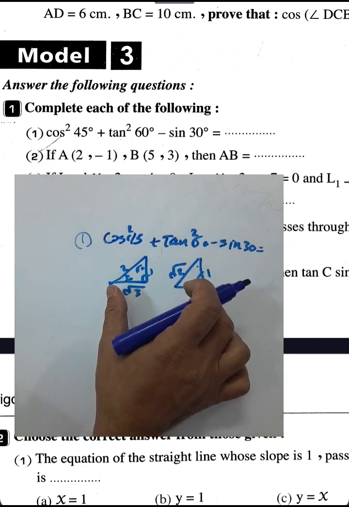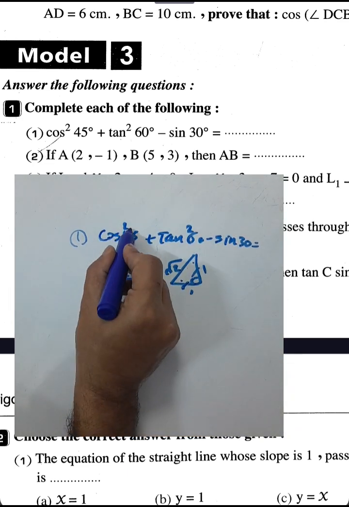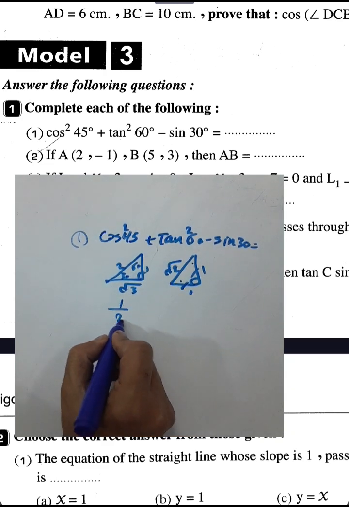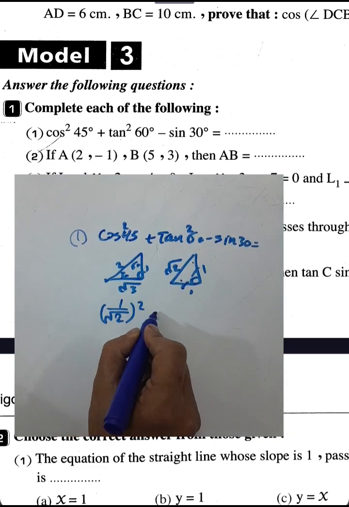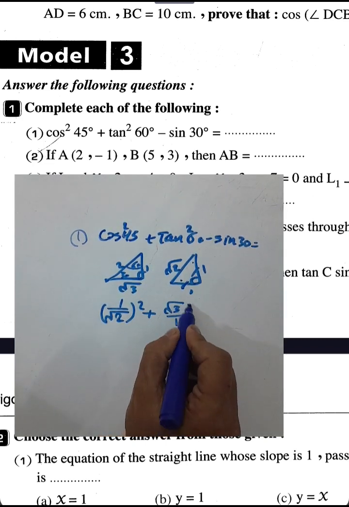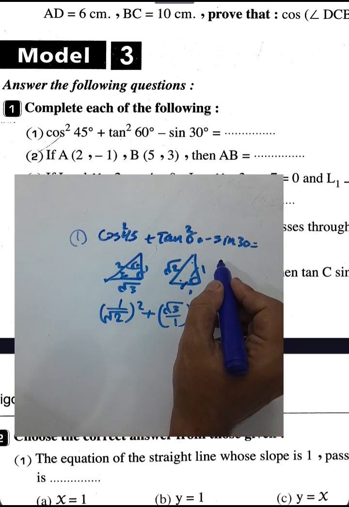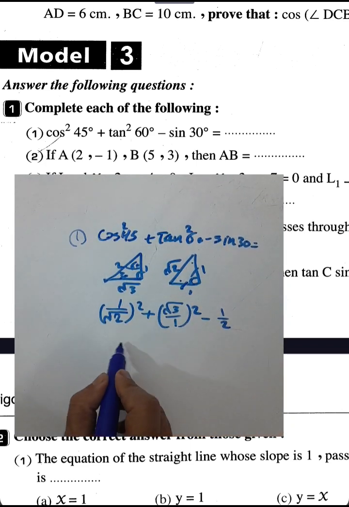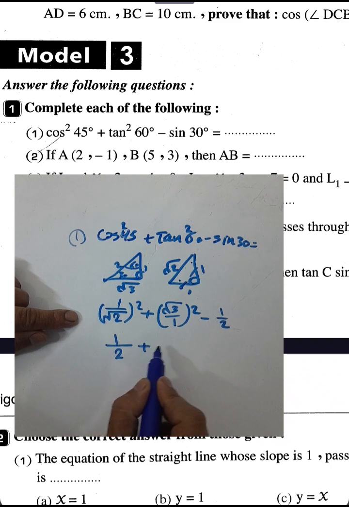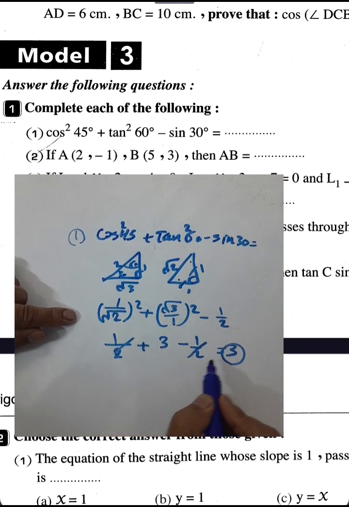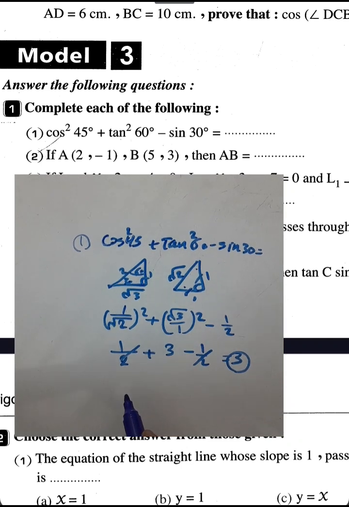You must keep this triangle in mind, okay? And then write cosine 45, it will be 1 over root 2. Tan 60 is opposite over adjacent, root 3 over 1, power 2, subtract by sine 30, which is opposite over hypotenuse, 1 over 2. The result will be 1 over 2, and here 3 subtract by half, cancel them, the result will be equal 3. The value here will be 3 for question number 1.